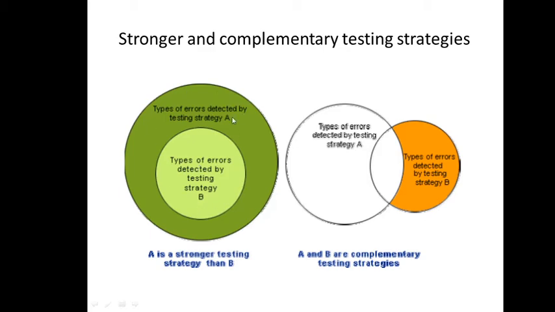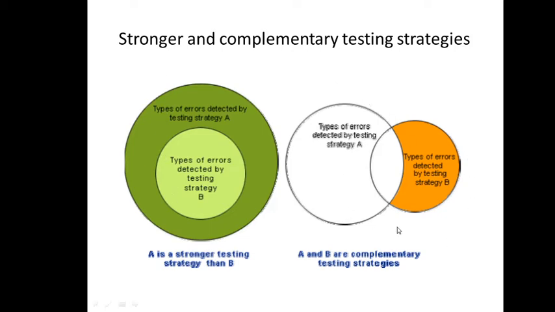Everyone is familiar with this Venn diagram representation. If B detects two errors and A detects one distinct error, altogether A is going to identify how many errors? 2 plus 1, that is 3 errors. So which one will be a stronger strategy, A or B? Definitely A will be stronger, because it is going to identify 3 errors in this example: the errors which are identified by B along with a few distinct errors which are identified only by A.